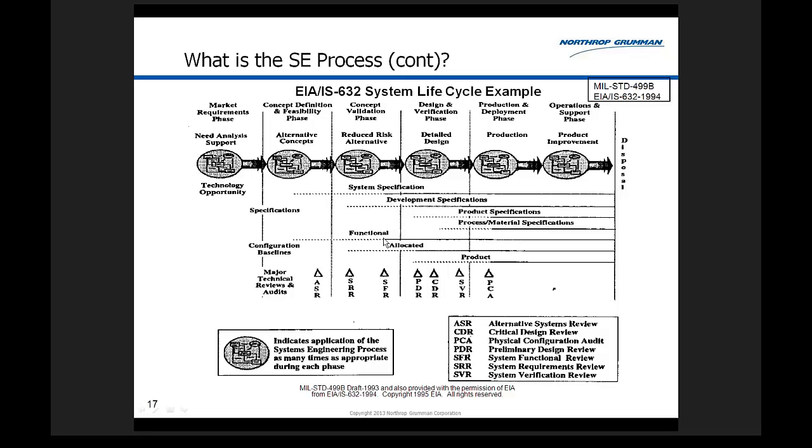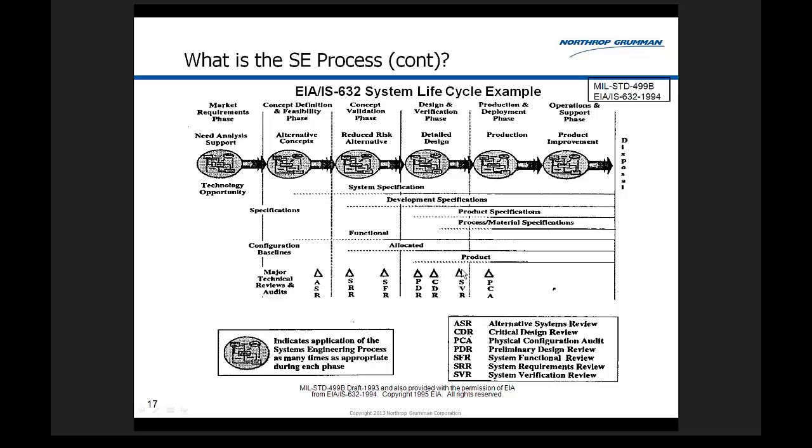Okay, well, what's going on? The functional line goes solid, and we're continuing to work on the allocated baseline. That's the element architecture. And we go through the alternative system review, the system requirements review, we get to the system functional review, and we baseline the system specification as the functional baseline. That's what you do in an SFR. Okay, now we continue to work here and do the development specs and start some product specs. And at the preliminary design review, we define an allocated baseline. It's really preliminary at this point. It's final at critical design review.